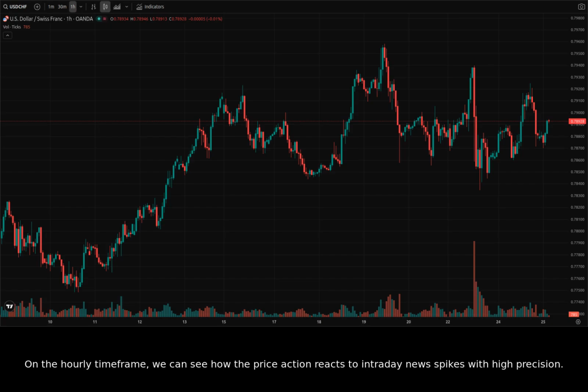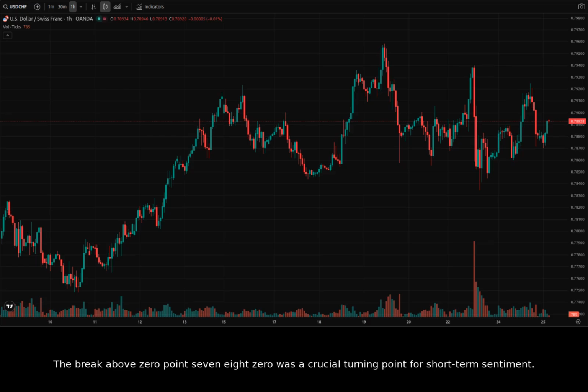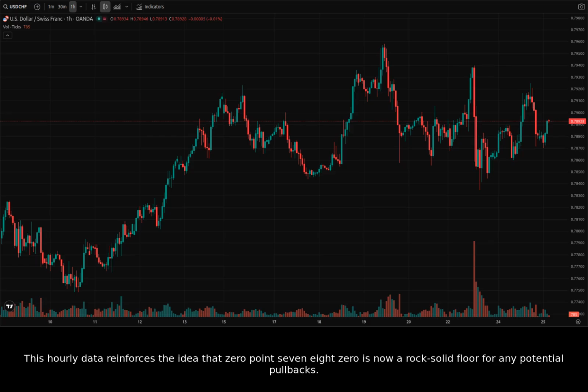On the hourly time frame, we can see how the price action reacts to intraday news spikes with high precision. Support levels were consistently defended during the London and New York sessions, showing strong institutional interest. The break above 0.780 was a crucial turning point for short-term sentiment. This hourly data reinforces the idea that 0.780 is now a rock-solid floor for any potential pullbacks.